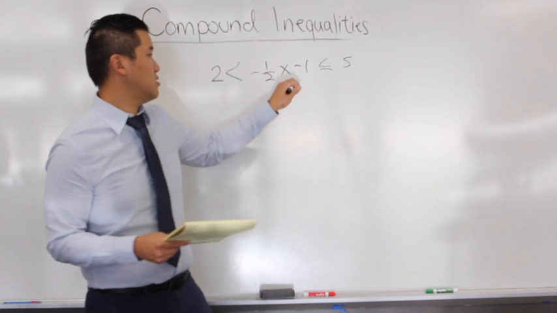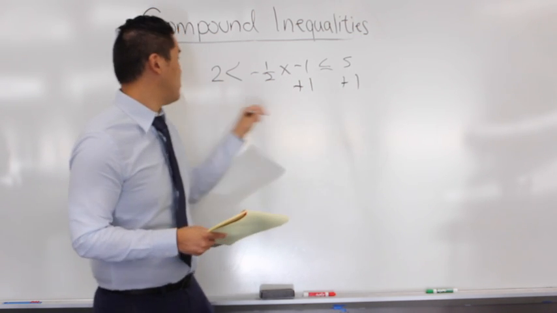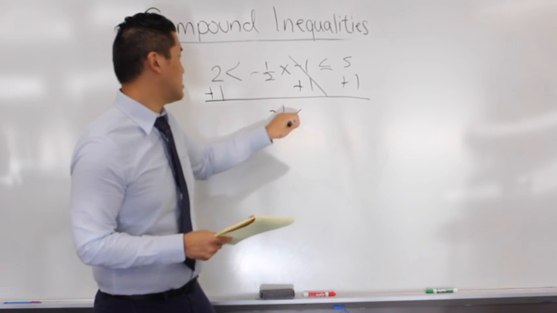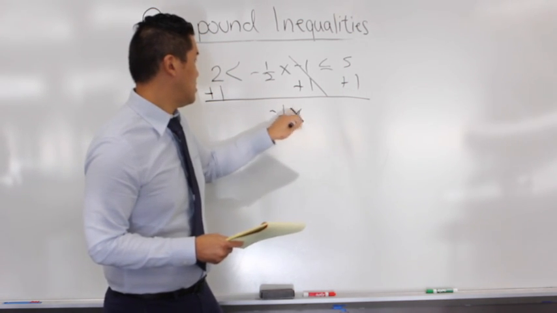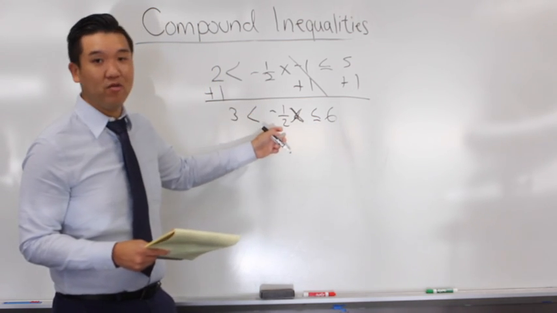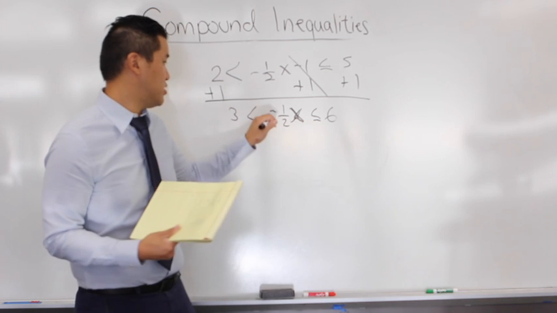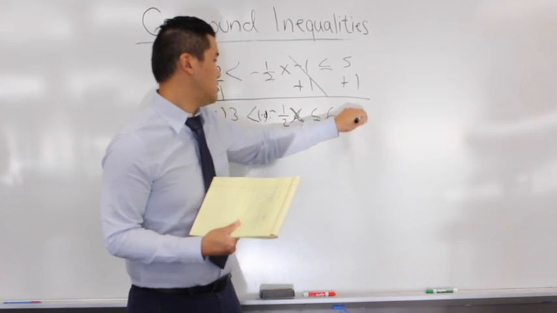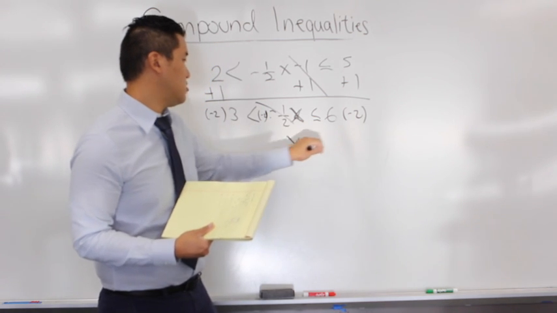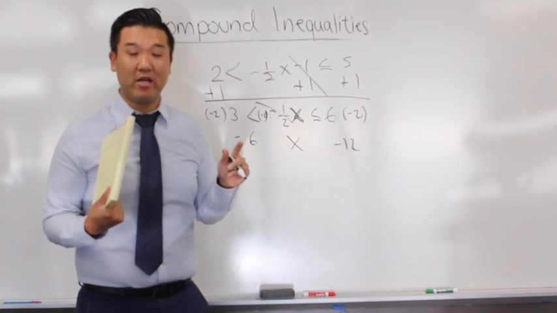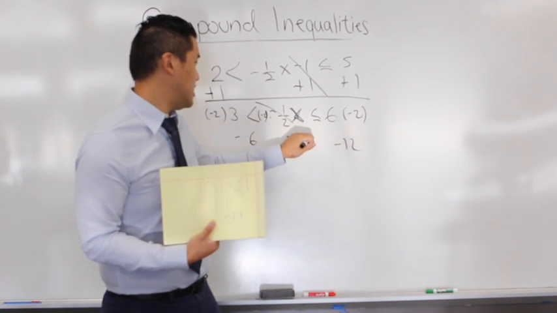Alright, let's take a look. Get x by itself. So you can add 1 everywhere. So you have -1/2 x, 6, 3. How do you get rid of a times -1/2? You're going to multiply by the reciprocal, so you multiply by -2 everywhere. So that cancels out. You get -12 here, -6 there. Because we multiply or divide by a negative, what do we have to do? We have to switch the signs, good.